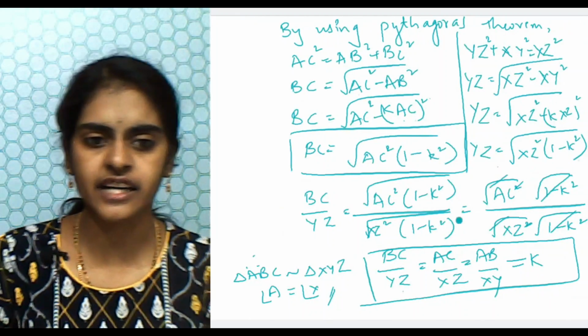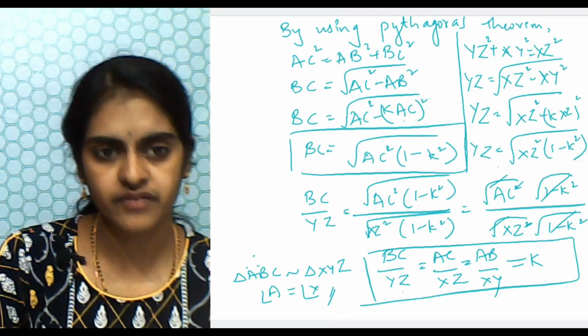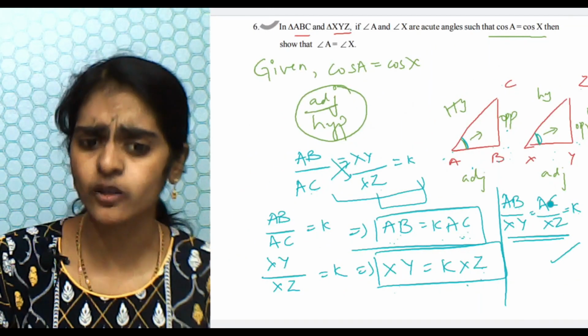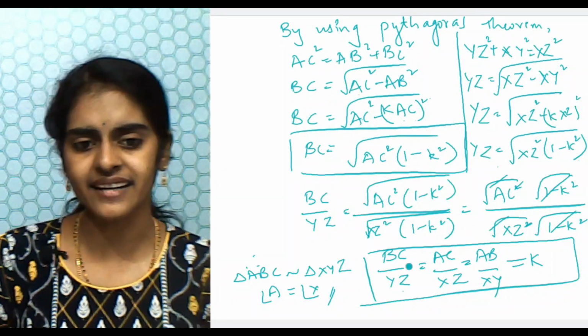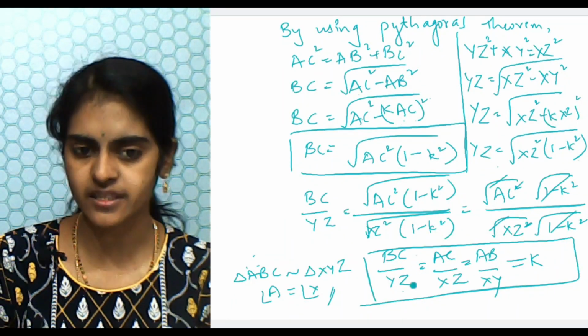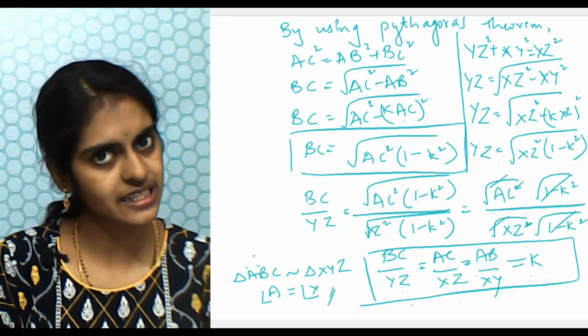Okay, so finding here, you got the same ratio. From this I know AC by XZ is equal to AB by XY, and also K. So I can generalize and write that BC by YZ is equal to AC by XZ is equal to AB by XY is equal to K.